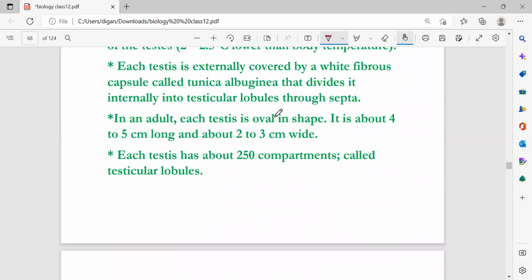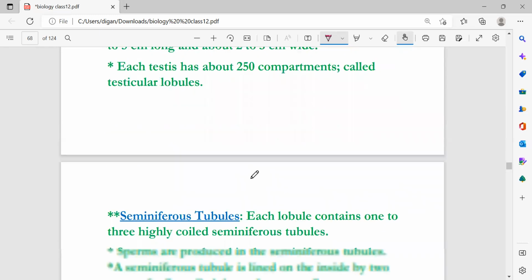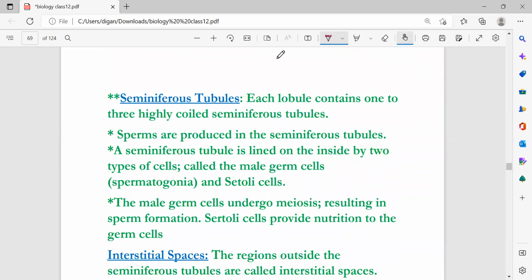In an adult, each testis is oval shaped and about 4 to 5 centimeters long, and this is important for your MCQ. Each testis has 250 compartments. I have already explained. And this is a seminiferous tubule, where sperms are produced. What is the location where sperms are produced? Then you have to write: sperms are produced in the seminiferous tubules, and they are lined on the inside by two types of cell called the male germ cells or spermatogonia and Sertoli cells.